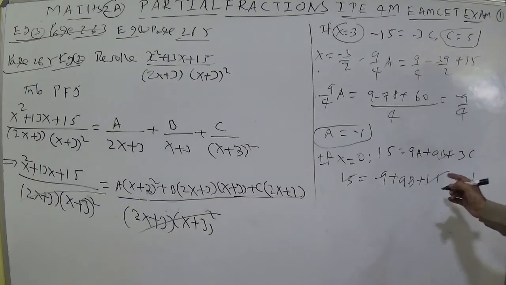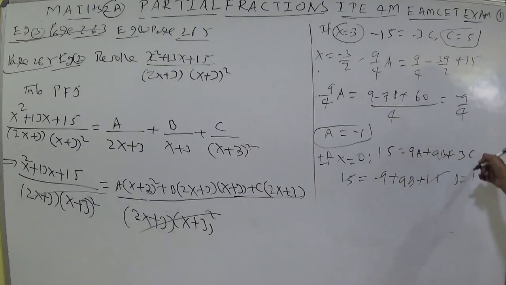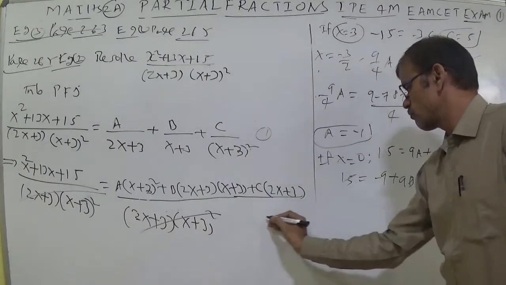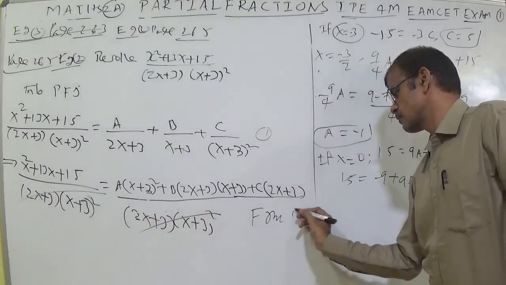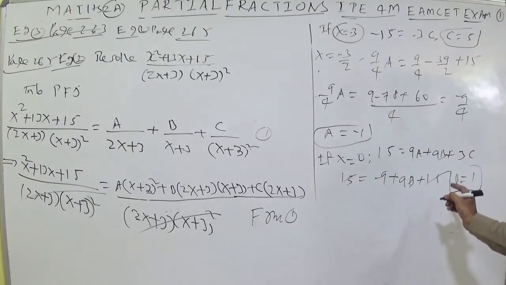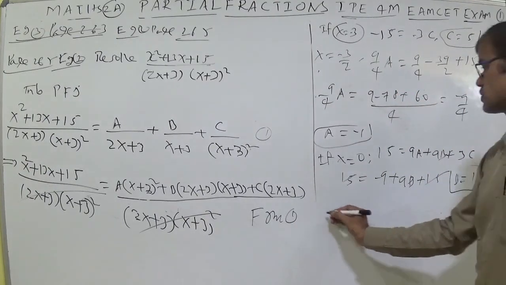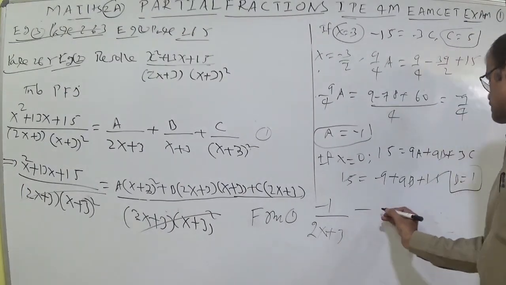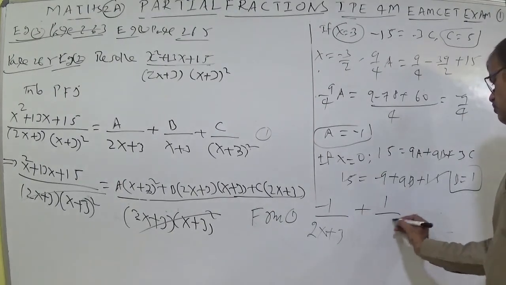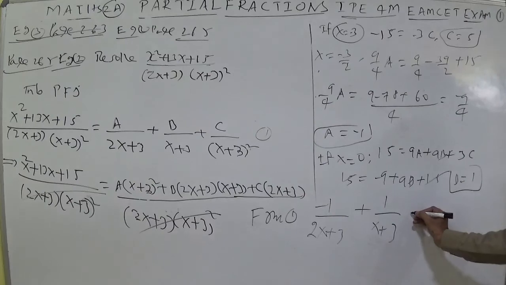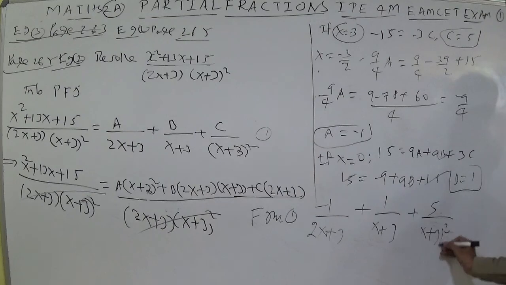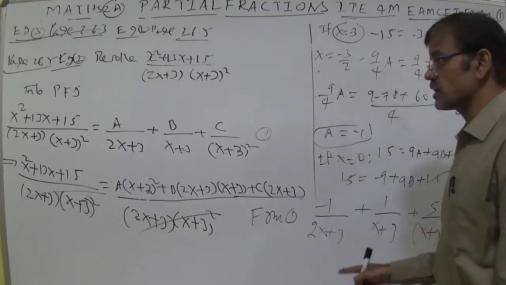We got the values: A, B, and C. B = 1. From these we can write the partial fractions. What is the value of A, students? -1/(2x + 3). And the value of B? 1/(x + 3). And the value of C? 5/(x + 3)². Like this, separating into constants over polynomials is nothing but partial fractions.